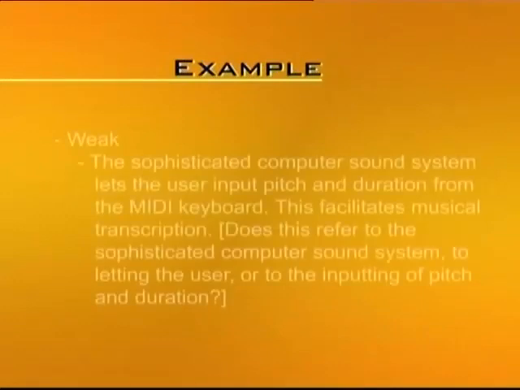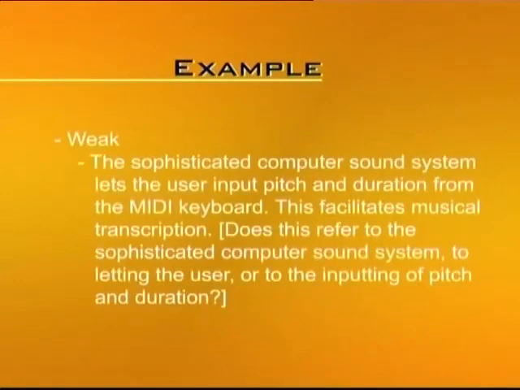The weak sentence is, the sophisticated computer sound system lets the user input pitch and duration from the MIDI keyboard. This facilitates musical transcription. Now, does the word this refer to the sophisticated computer sound system, or does it refer to letting the user, or does it refer to the inputting of pitch and duration? This जो है ये demonstrative pronoun है, लेकिन ये किस चीज को refer कर रहा है?